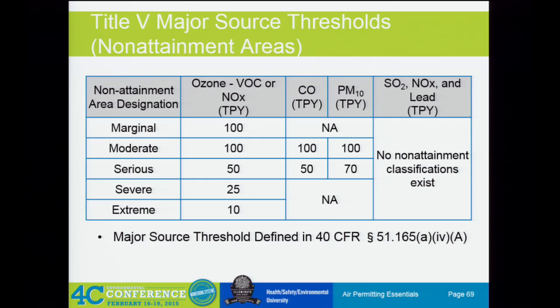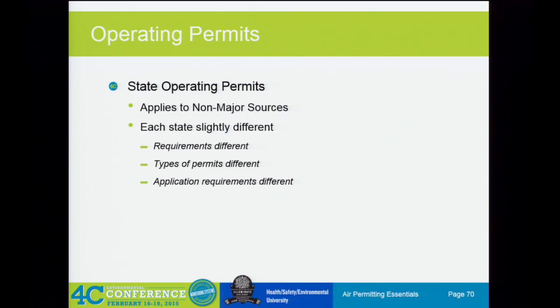So 100 tons per year is going to be the same for your marginal and moderate areas, but once you start getting into serious, severe, and extreme, you get lower classifications. We have not applicable here for CO and PM10 because there is no marginal or severe extreme areas for CO, PM10 non-attainment areas, and just the same, there's no non-attainment classifications for SO2, NOx, and lead at this time.